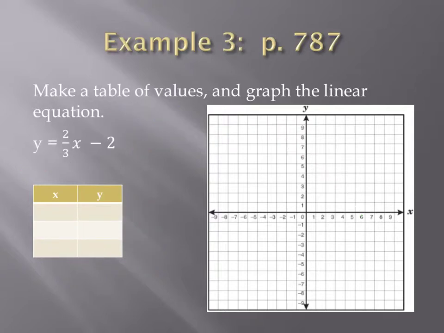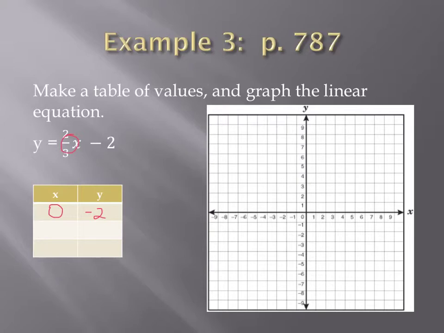Example 3 says make a table of values and graph the linear equation. So this is the same thing we did on example 2. The only difference is the table's completely blank. You get to make up what x and y values you want. Alright, so one easy way to do this is to make x equal to 0. So if I do 2/3 times x, 2/3 times 0 is 0. So then I get y equals 0 minus 2, which is y equals negative 2.